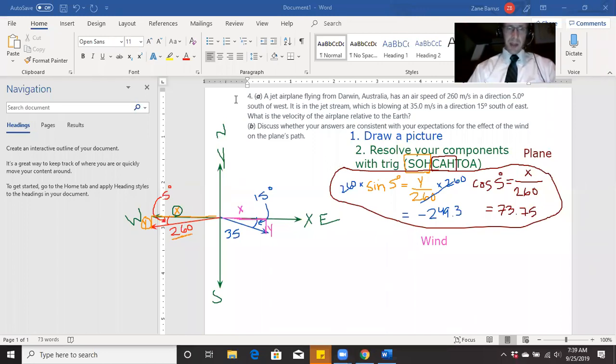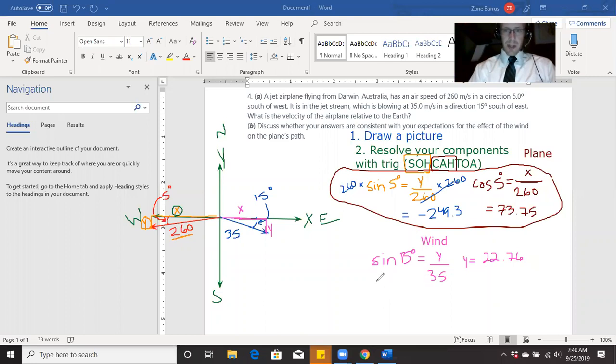Okay, so we're going to do the same thing. To figure out what y is, we're going to use sine. So the sine of 15 degrees, that's our angle, is equal to opposite over hypotenuse. Opposite is y, hypotenuse is 35. Get y by itself by multiplying that 35 over. So in your calculator, 35 times the sine of 15 degrees, I get 22.76. So that's my y component right there.